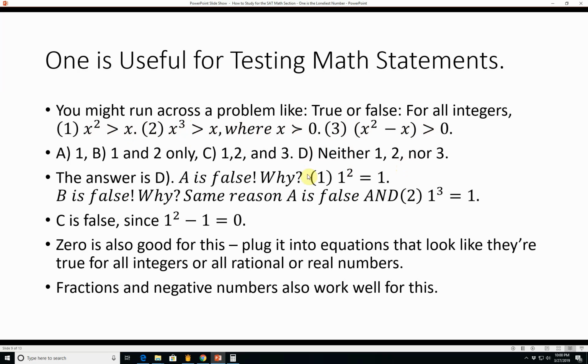And here we have A is false for the reason I just told you. 1 squared is equal to 1. B is false because 1 cubed is equal to 1. And C is false since 1 squared minus 1 equals 0.